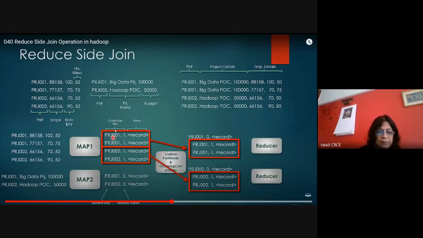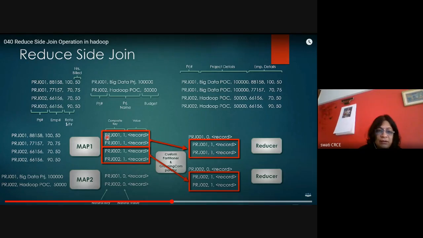So the project ID is the same, and on the basis of the project ID, it will send the records to the different reducers. So project ID 2 is going to the second reducer. All the keys with project ID 1 are reaching this particular reducer. I'm assuming here there are two reducers.